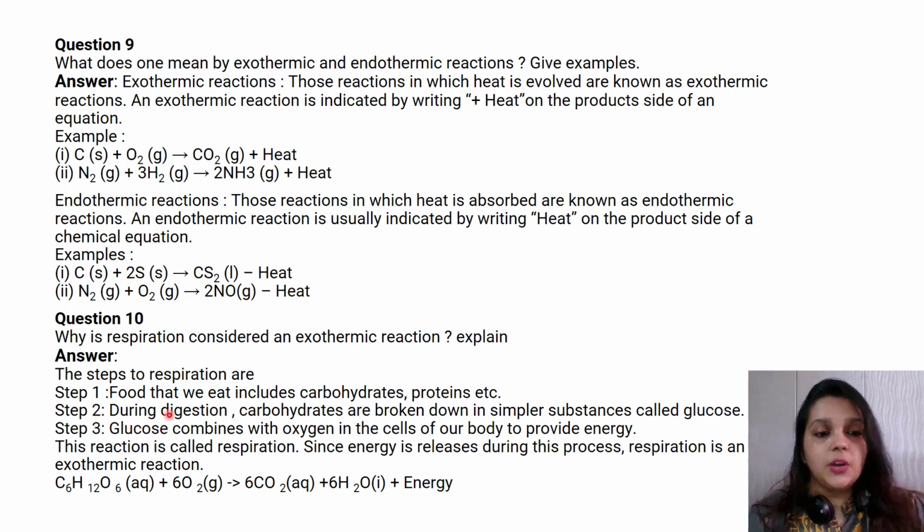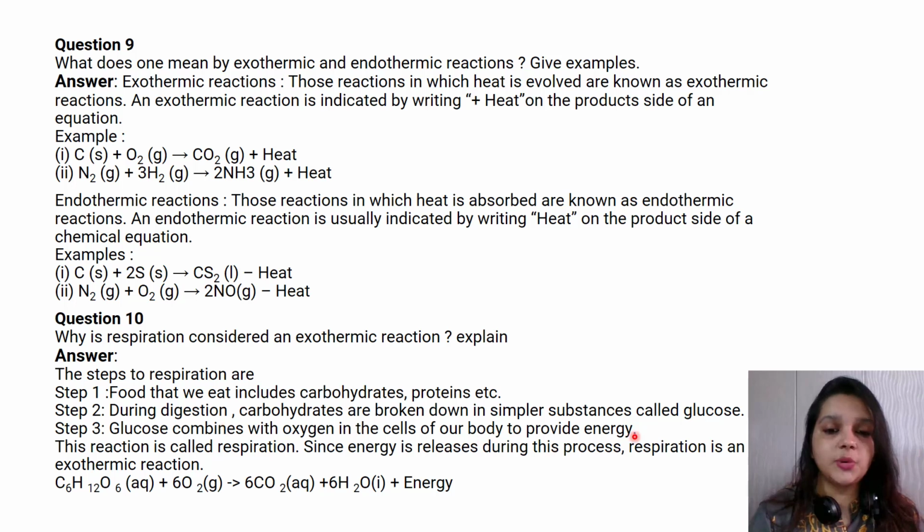Step number 1. Food that we eat includes carbohydrates, proteins, etc. Step number 2. During digestion, carbohydrates are broken down into simpler substances called glucose. Step number 3. Glucose combines with oxygen in the cells of our body to provide energy. This reaction is called respiration. Since energy is released during this process, respiration is an exothermic reaction.